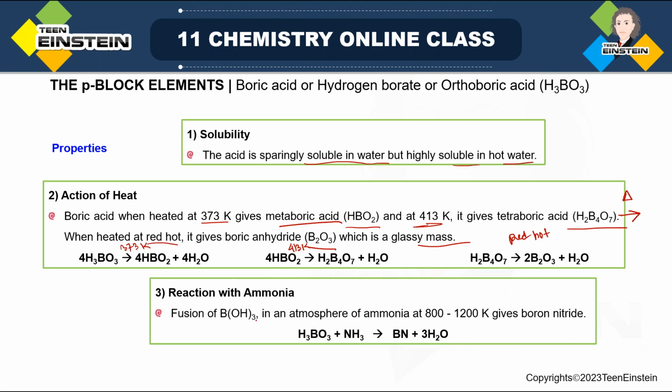Then reaction with ammonia: fusion of H3BO3 in an atmosphere of ammonia at very high temperature, we get boron nitride. And remember, this is the reverse reaction of the preparation of H3BO3 starting from BN. In the previous slide, we have seen when we are doing hydrolysis of BN, we are getting H3BO3 along with ammonia. Now, as if we are doing the reverse reaction.